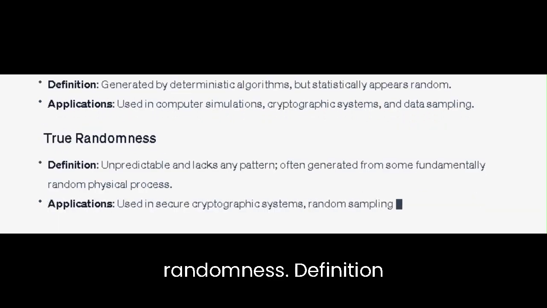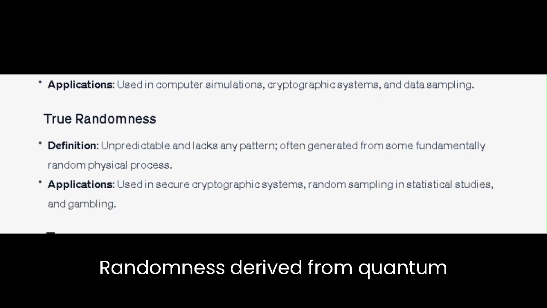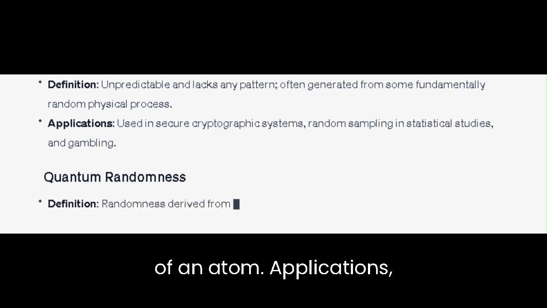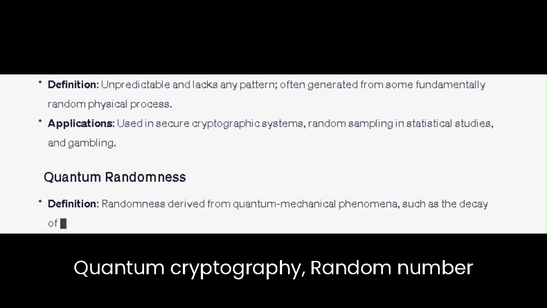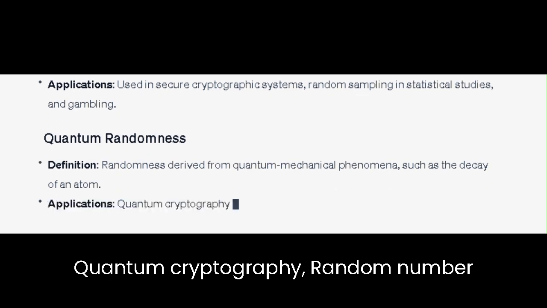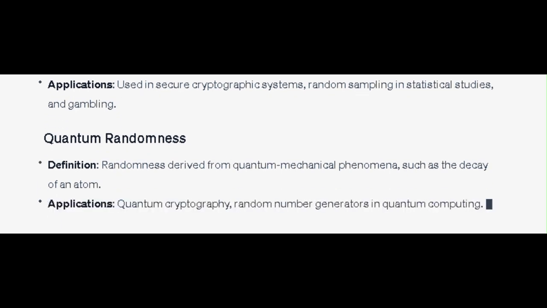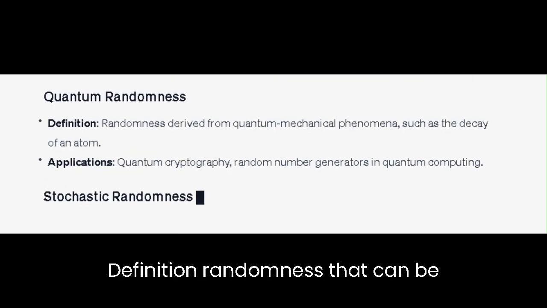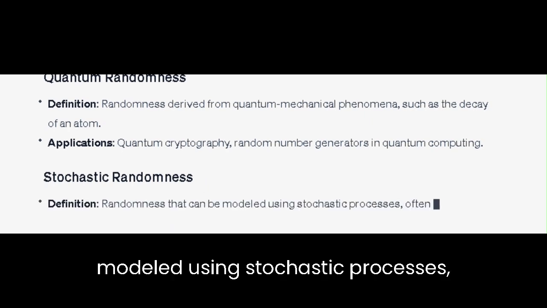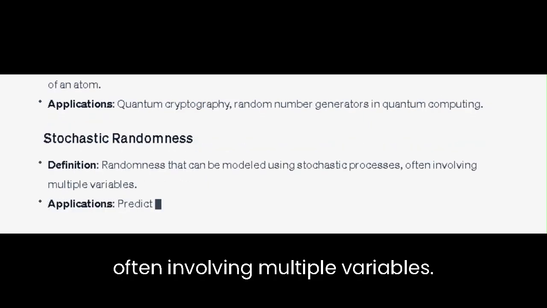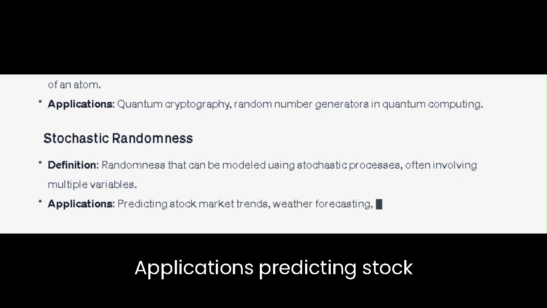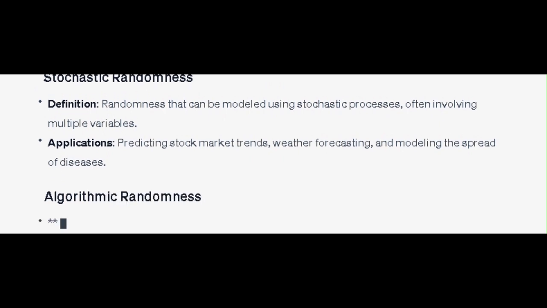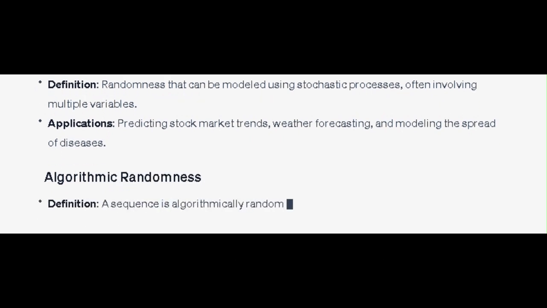Quantum randomness. Definition: randomness derived from quantum mechanical phenomena, such as the decay of an atom. Applications: quantum cryptography, random number generators in quantum computing. Stochastic randomness. Definition: randomness that can be modeled using stochastic processes, often involving multiple variables. Applications: predicting stock market trends, weather forecasting, and modeling the spread of diseases.